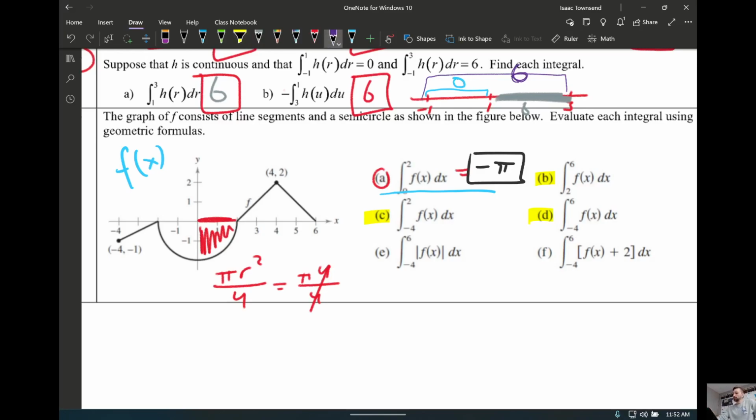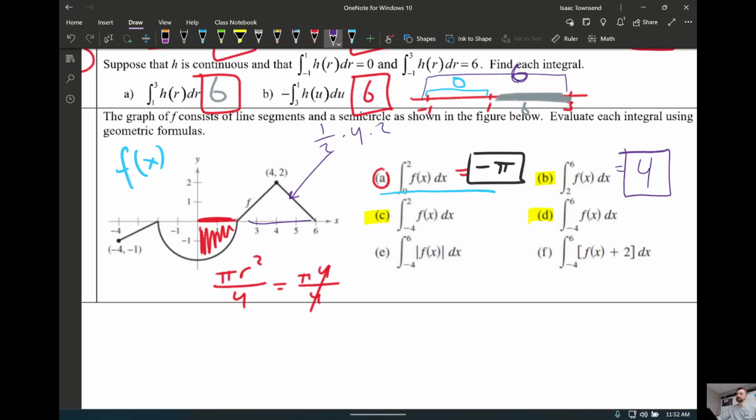All right, Ben, can you tell us what you got for B? I got 4. Okay, I got the same thing. So again, this is just saying area from 2 to 6. So triangle, 1/2, base would be 4, height would be 2, 1/2 base times height should be 4. Above the x-axis, so positive.